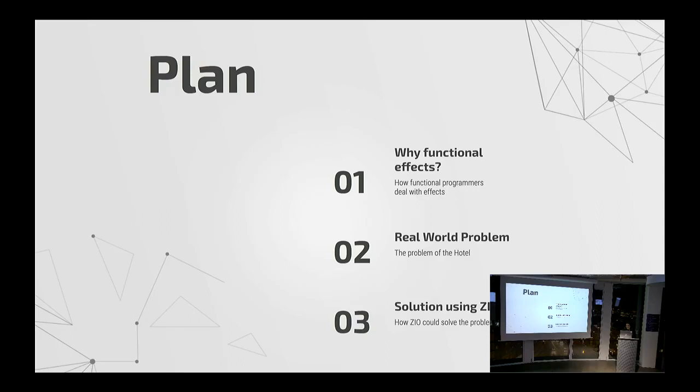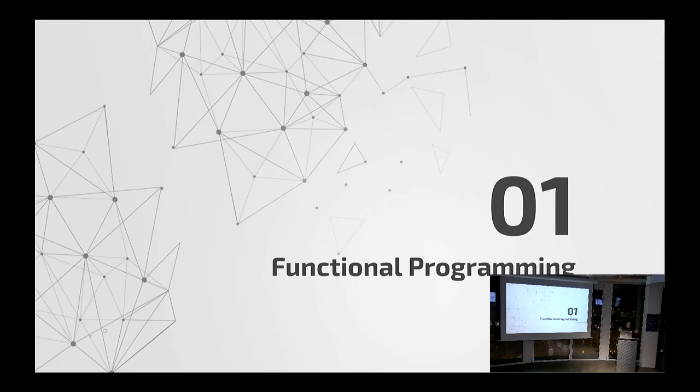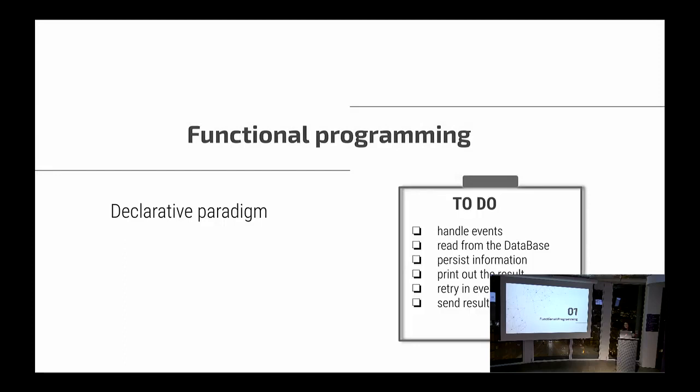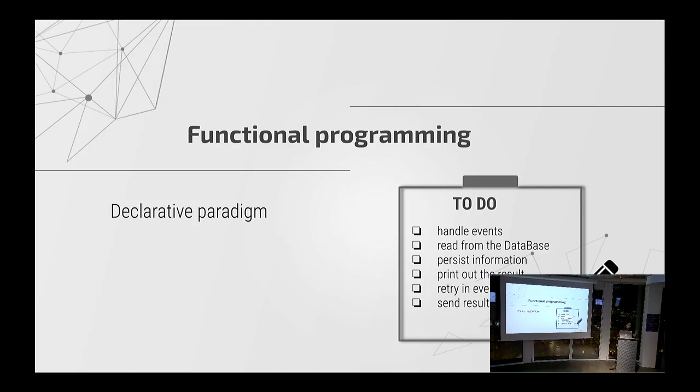Before we think about why we need functional effects, it's important to understand what functional programming is. Functional programming is a style of programming and a way of thinking about our programs and about how to solve our problems. It is a declarative paradigm in which you think about what you want to achieve. You make a to-do list, a plan, of what you want to achieve in your program, but in a declarative way, just describing without interacting.